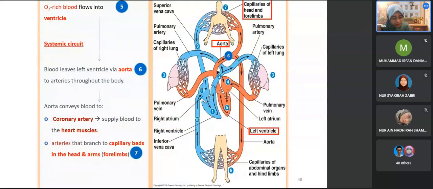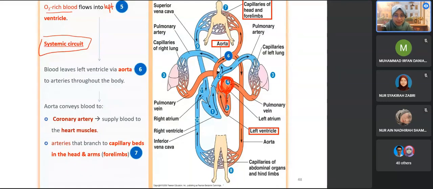Okay, so next, from the left atrium, the blood goes into the left ventricle. Okay, into the left ventricle. So from the left ventricle, baru kita akan start dengan systemic circuit. Okay, so the left ventricle, boleh letak kat sini. Tertinggal kot kat situ.